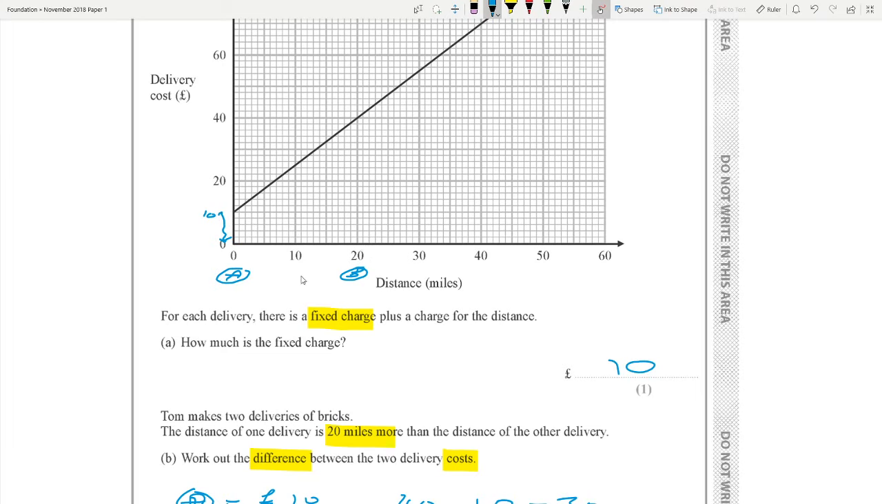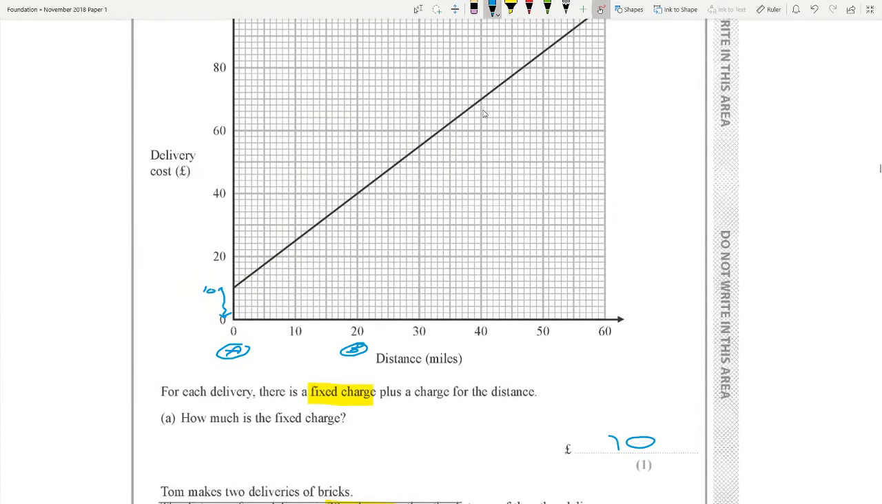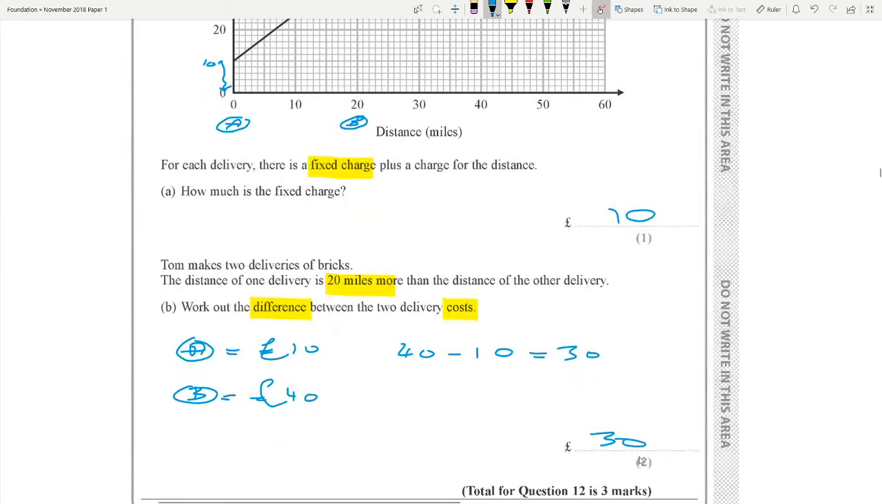Now you could have chosen 2 more. If you chose, for example, 10, then the second one would be 30. So 10, you look over here, read it off. Look at 30, read it off. Could be quite difficult unless you look very closely. 20 and 40 you can use as well, that's not that bad. 40 miles costs 70. 20 is 40, 70 take away 40, you'll get the same answer of 30 as well.